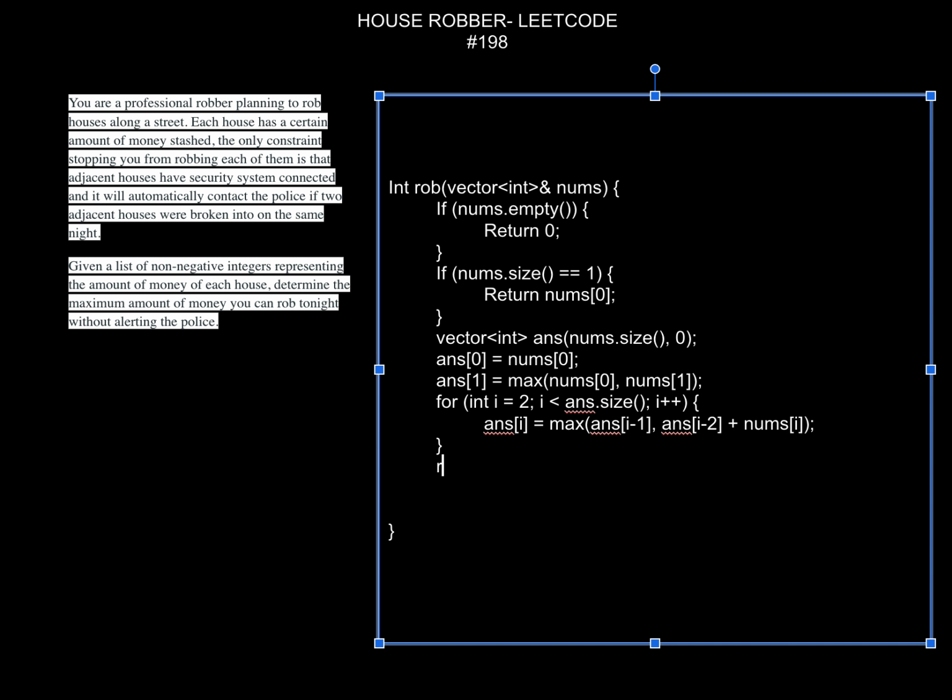And we could return ans nums the size minus 1. So the last index, which is the answer we want, that contains every house.